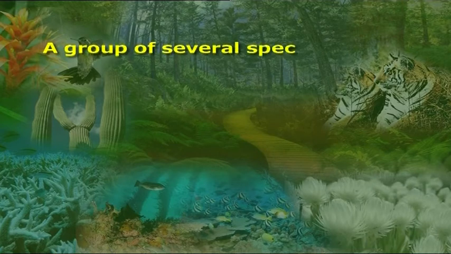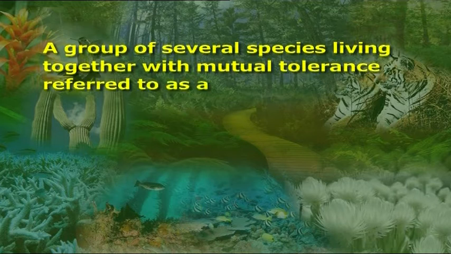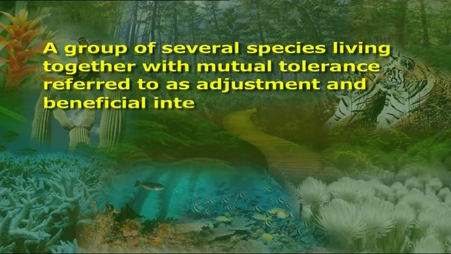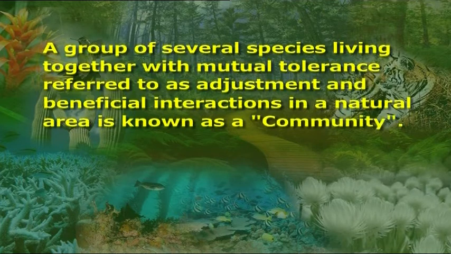In general terms, a group of several species living together with mutual tolerance, referred to as adjustment, and beneficial interactions in a natural area is known as a community. A forest, grassland, desert or a pond are examples of natural communities.